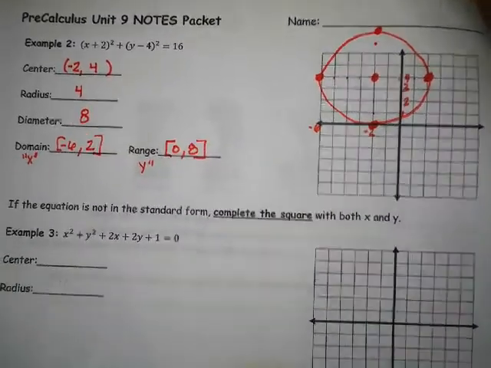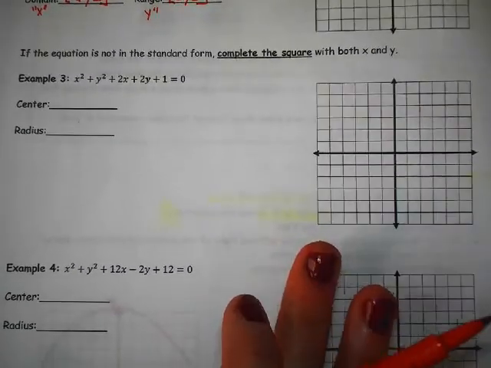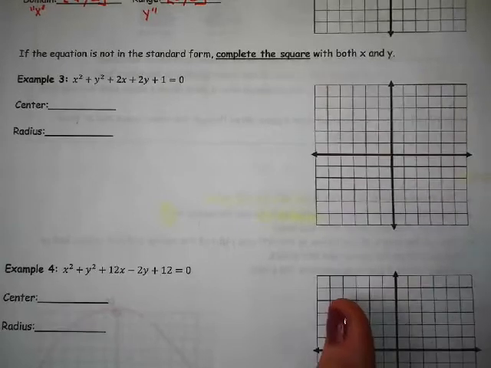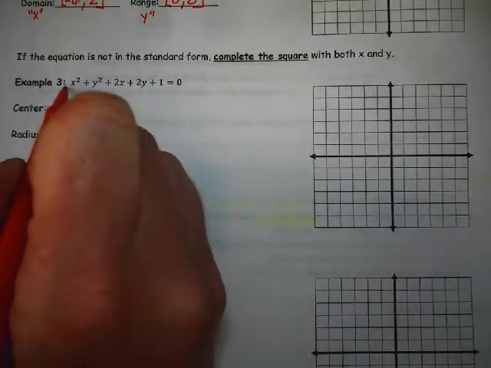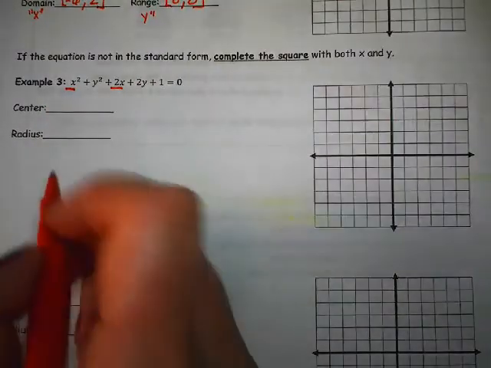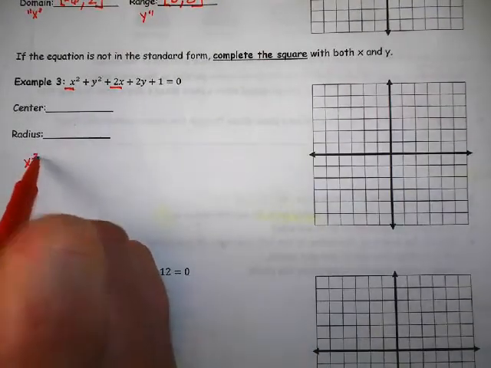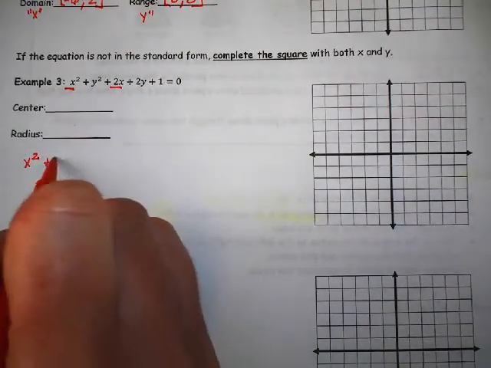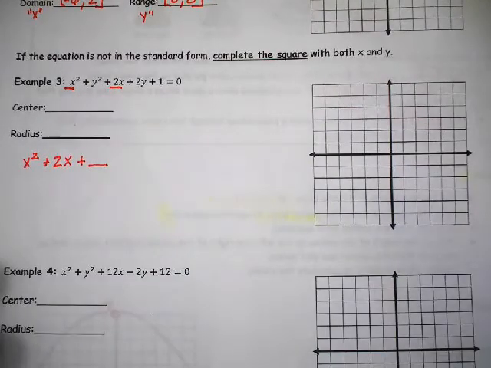All right. Example number 3 is a little bit trickier because it is not in the standard form for a circle. And so what we have to do is we have to complete the square. So let's do a little reminder of how to complete the square. I'm going to group my two terms that have the x's together. I'm going to put those two next to each other. So I'll begin with x squared plus 2x plus blank. I'm going to complete the square with the x's.